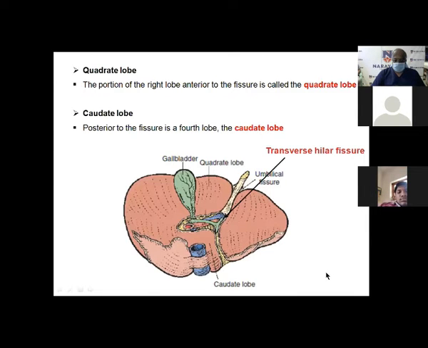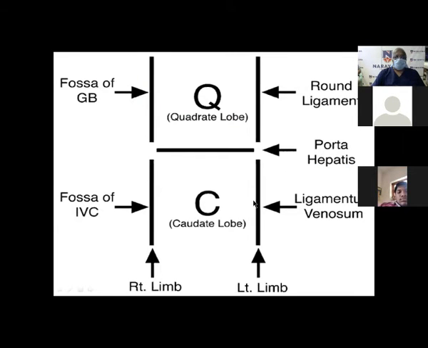So for your convenience, we have drawn a diagram. Anterior to the caudate lobe is the fossa for the IVC and the fossa for the gallbladder. The whole thing goes to the left lobe of the liver. This is segment 1. And this is the ligamentum venosum, which drains to the left portal vein. This is the porta hepatis, and that is the round ligament of the liver.